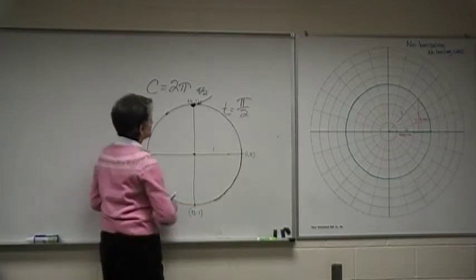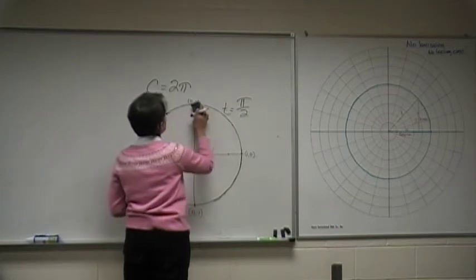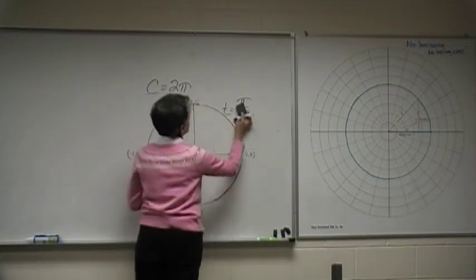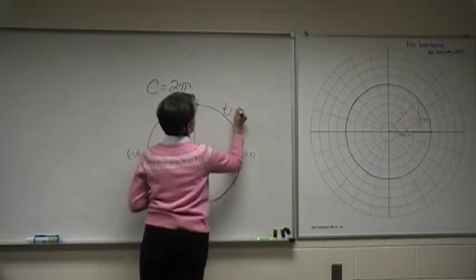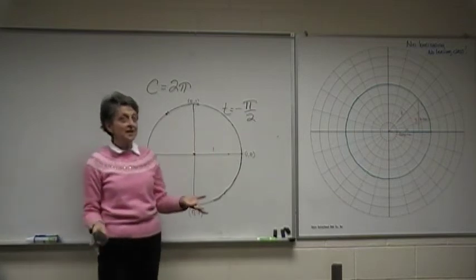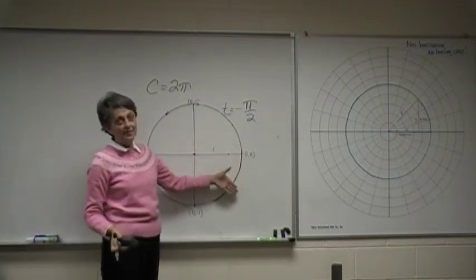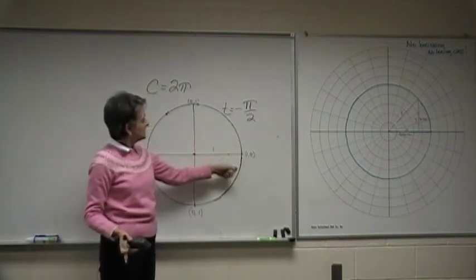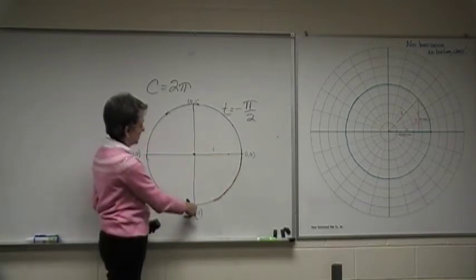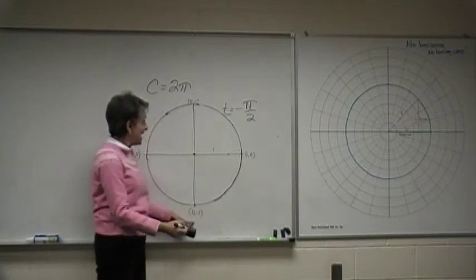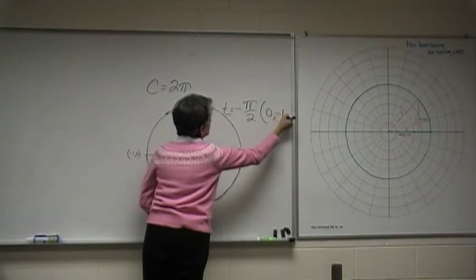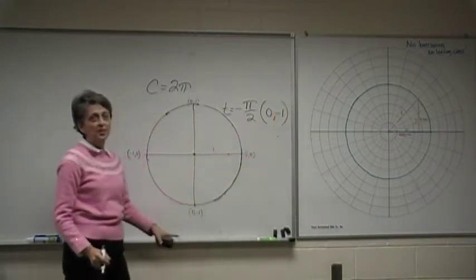Now, if I change this and say, let's go -pi over 2. Remember, the negative means we're going through the negative points first. So we're going down, -pi over 2, we land here. And that, -pi over 2, is 0, -1, because we're below the center.